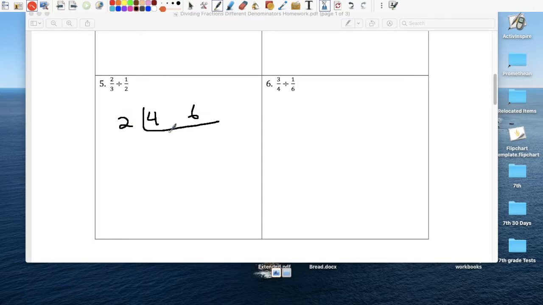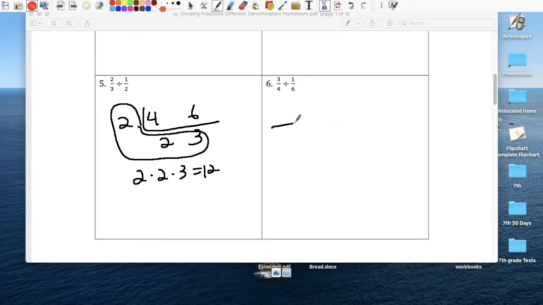Next one, LCM between 4 and 6. 2 goes into 4 2 times, 2 goes into 6 3 times. That's it. LCM is 2 times 2 times 3, which is 12. So we're going to change our denominators to 12. 4 times 3, 3 times 3, so that's 9. And 6 times 2 is 12, so the top times 2 is 2.